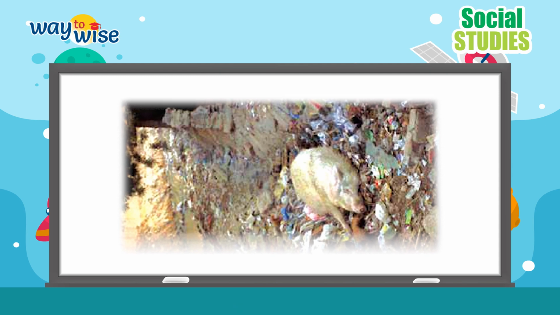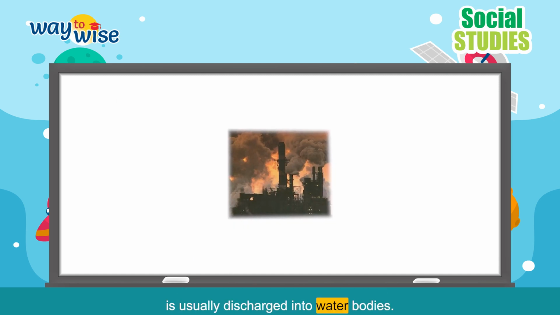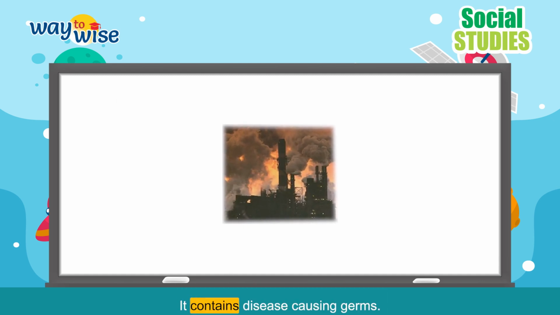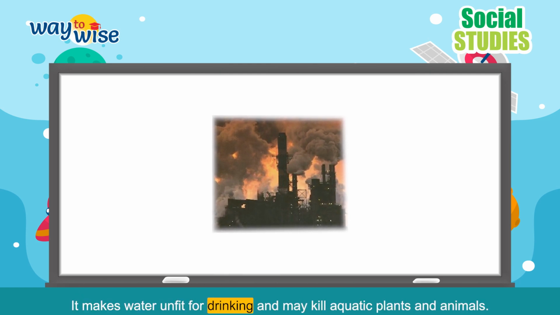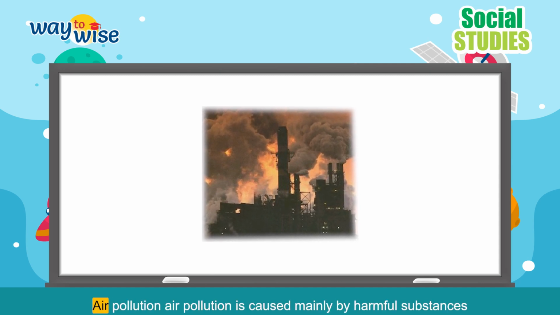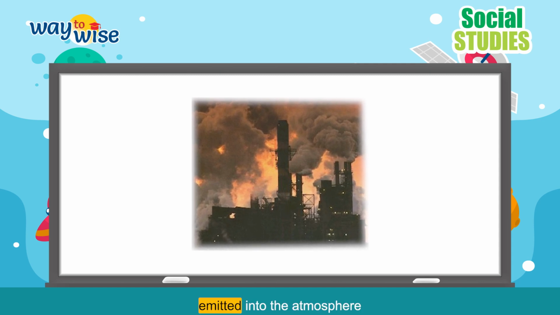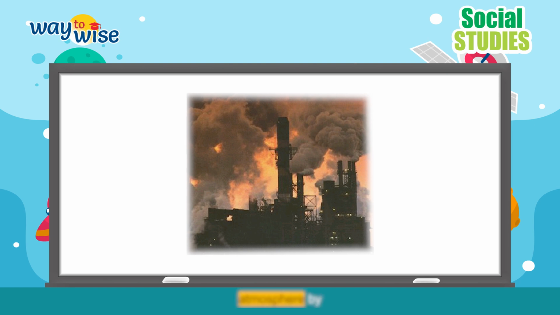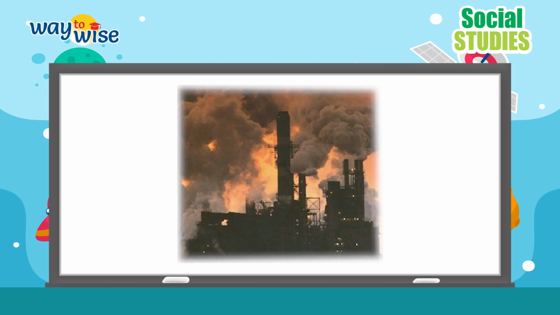Water pollution. Waste water from our homes, hospitals and factories is usually discharged into water bodies. It contains disease-causing germs. It makes water unfit for drinking and may kill aquatic plants and animals. Air pollution. Air pollution is caused mainly by harmful substances emitted into the atmosphere by industries and automobiles. It causes respiratory diseases and affects the skin and eyes.